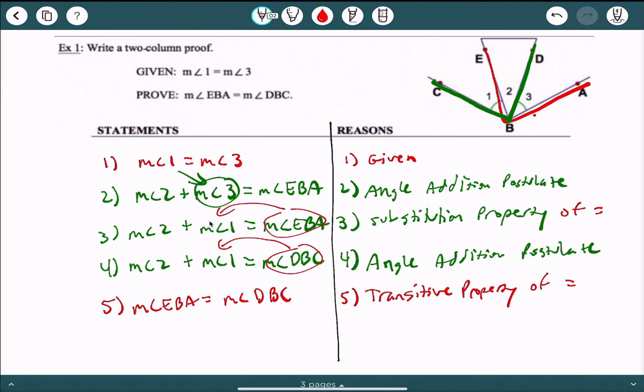And that's what we're trying to prove, right? So this proof works nicely. It's very similar to the Uno card. You look at where you're trying to end up, and then you can write what you know. And then using some properties, we can get there. So a little bit of substitution and angle addition postulates. All right, let's look at one more.